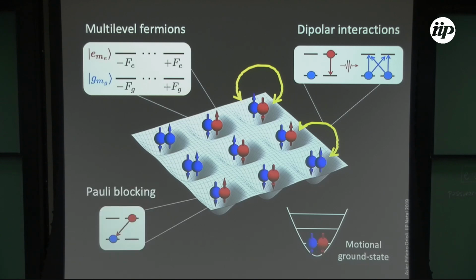And the final ingredient is that because of fermion statistics, there are certain decay channels of the excitations that are blocked by Pauli exclusion. For example, here in this example, the red atom, by the way, I'm using red for excited and blue for ground, cannot decay where the blue atom is, because that's occupied, and these are fermions. So this is blocked. And this is going to help us create dark states.